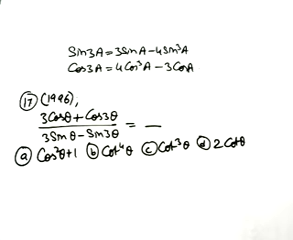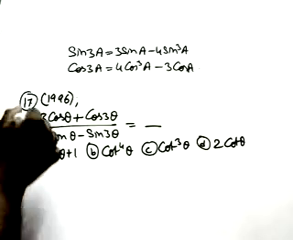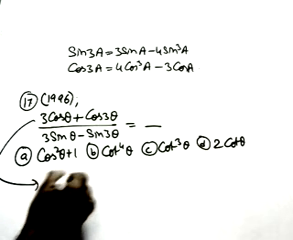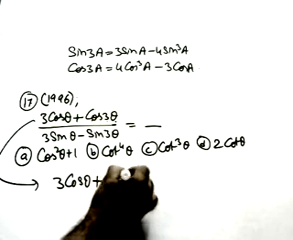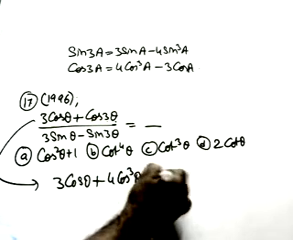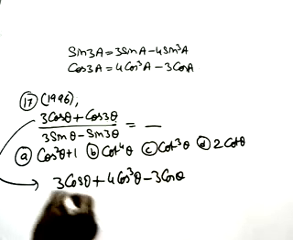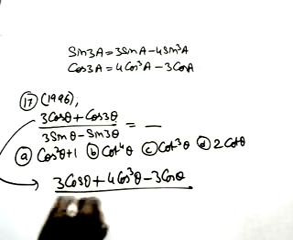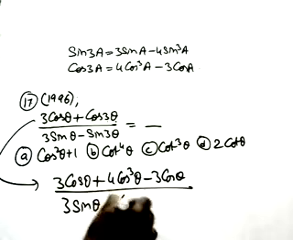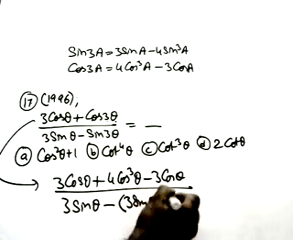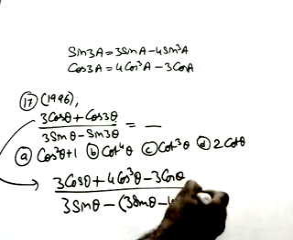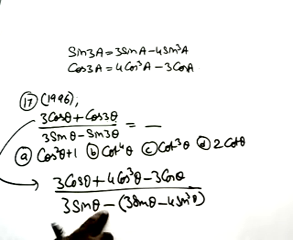See here, before going to the next question, we know sine 3a is 3 sine a minus 4 sine cube a, and cos 3a is 4 cos cube a minus 3 cos a. So we have to apply this formula here. What is this? 3 cos theta plus cos 3a. Cos 3a is 4 cos cube a minus 3 cos a, divided by 3 sine theta. After minus, use the bracket. What is sine 3a? Sine 3a is 3 sine theta minus 4 sine cube theta.